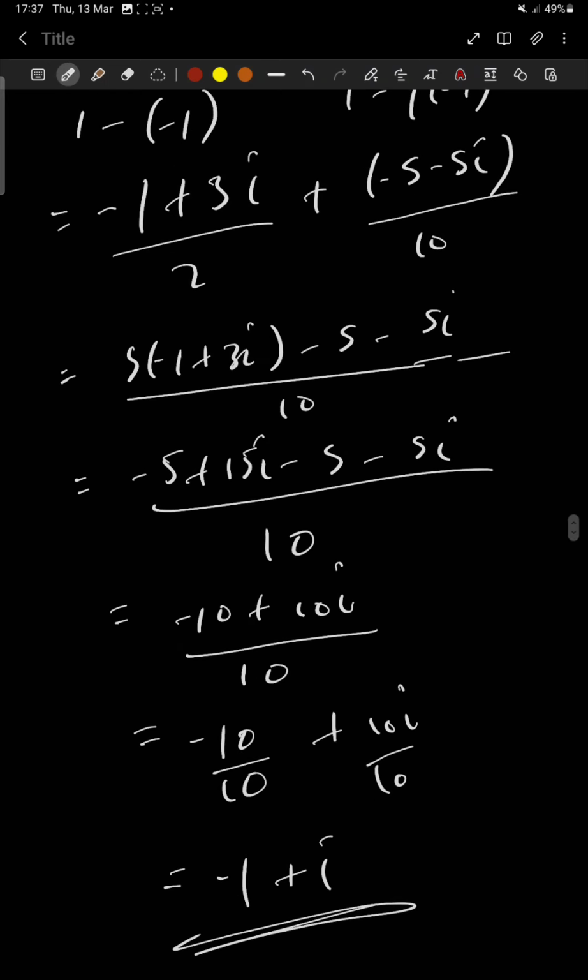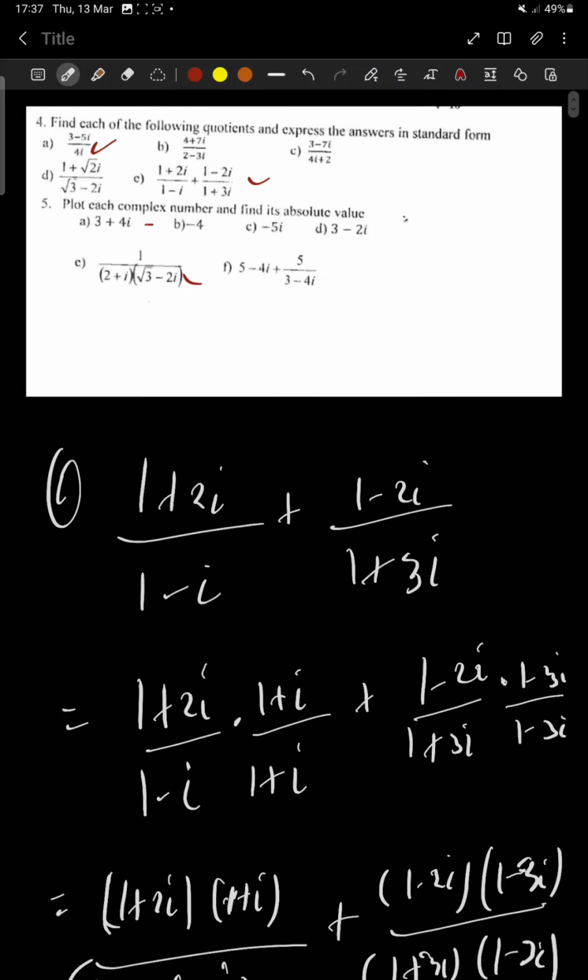Okay. That's how it is. Now let's go to the other questions. Question 5. How do you rationalize this? How do you express it in that form, guys?